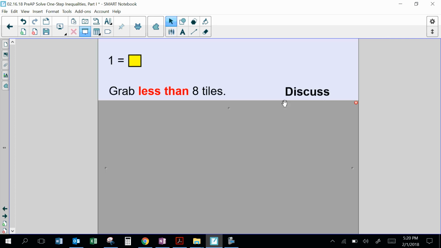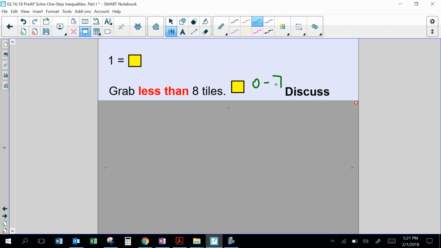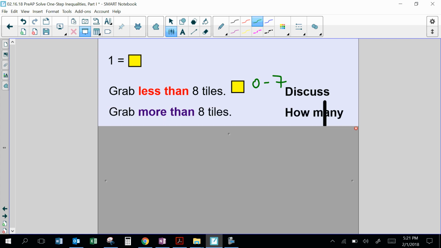In the beginning of class, we're going to be grabbing things, to make sure you understand what more than and less than mean using real world situations. Grab less than 8 towels. If someone says to grab less than 8, is it okay to grab 1? Could you grab 0? Could you grab exactly 8? No, it has to be less than 8. So you can grab 7. So you can grab from 0 to 7.